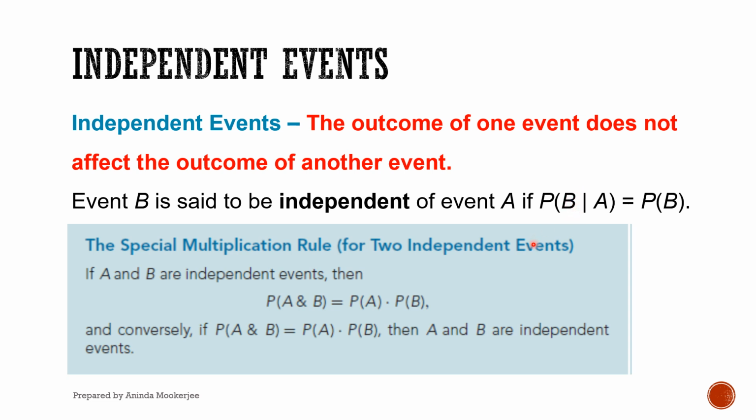The special multiplication rule. So far we studied the general multiplication rule that applies for dependent events. Now we're going to talk about the special multiplication rule for two independent events. If A and B are independent events, then the probability of A and B equals the probability of A times the probability of B. And conversely, if the probability of A and B equals the probability of A multiplied by the probability of B, then A and B are independent events.